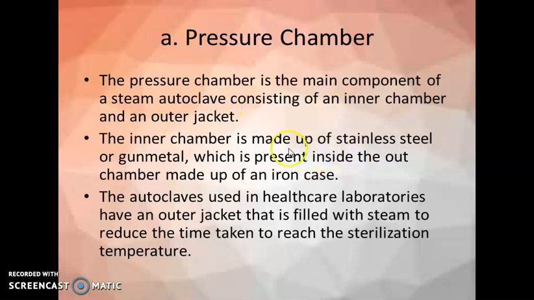So the inner chamber is made up of stainless steel or gunmetal, which is present inside. The outer chamber is made up of an iron case. The autoclaves used in healthcare laboratories have an outer jacket that is filled with steam to reduce the time taken to reach the sterilization temperature. So this is required to reduce the time taken to reach the sterilization temperature. Outer jacket.